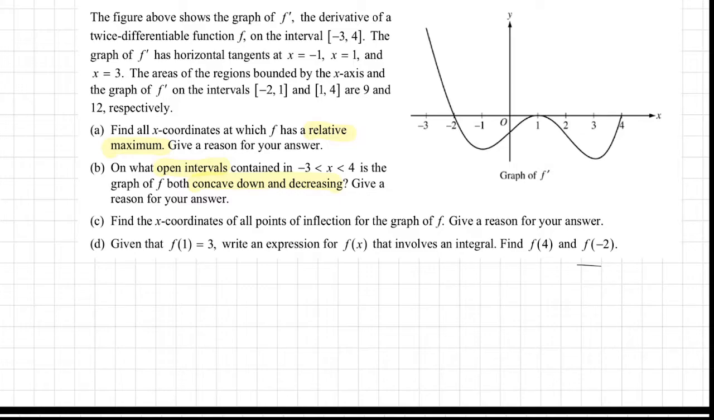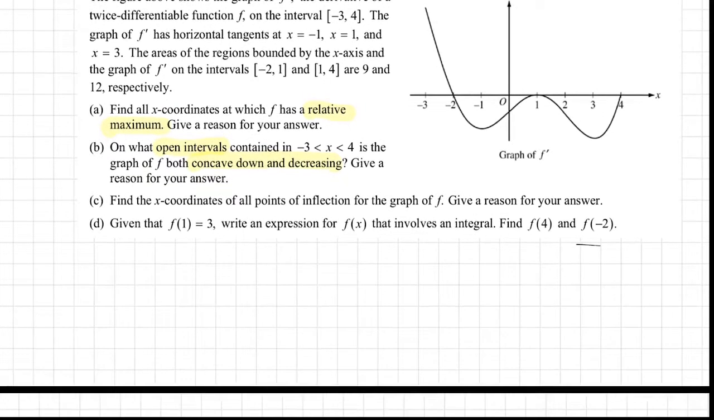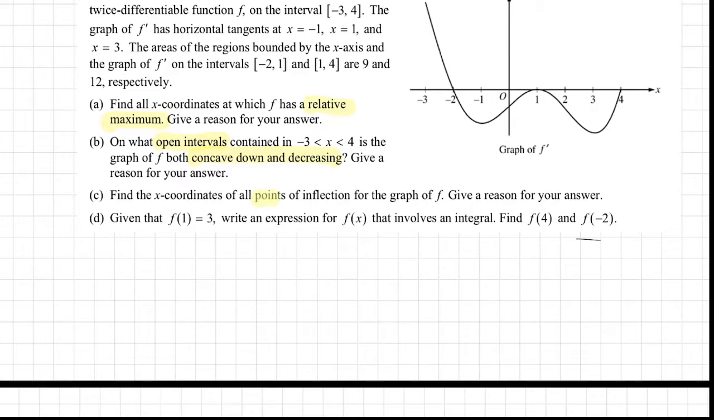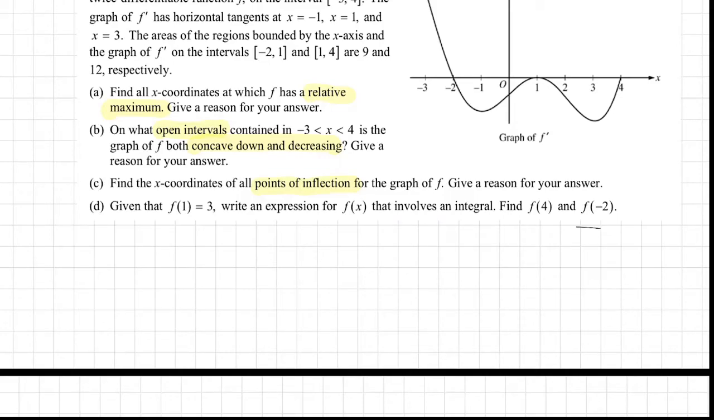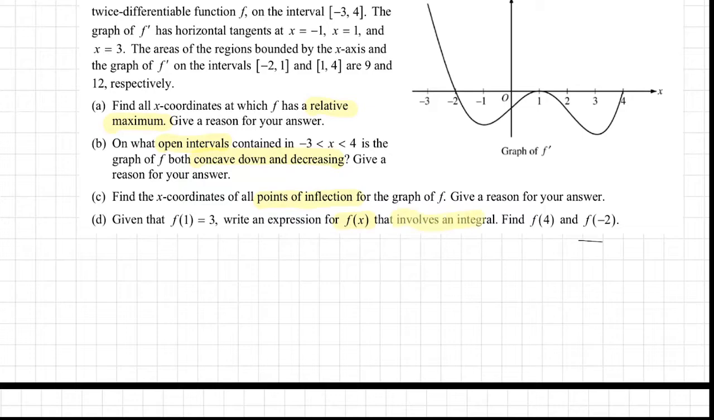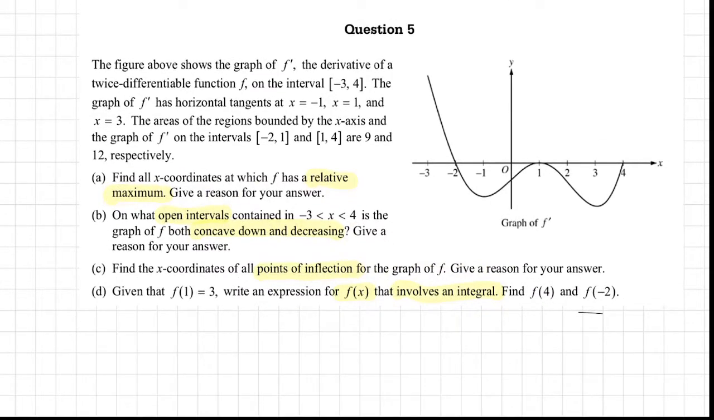especially at the bound. Now find the x-coordinates of all the points of inflection for the graph of f, and give a reason for your answer. And then, given that f(1) equals 3, write an expression for f(x) that involves an integral. So that kind of tells you there you're going to need an integral. We're given f prime. We'll get to that.